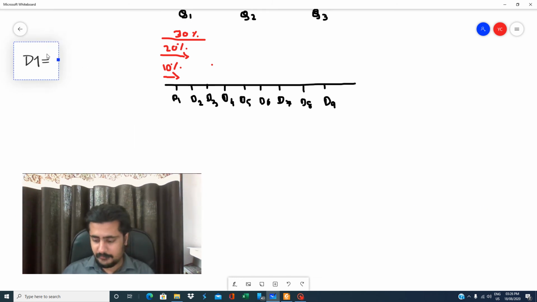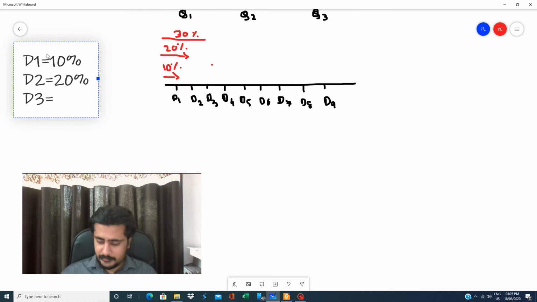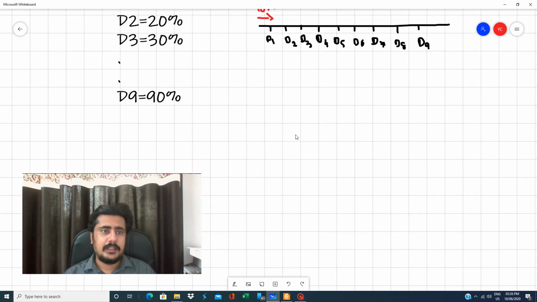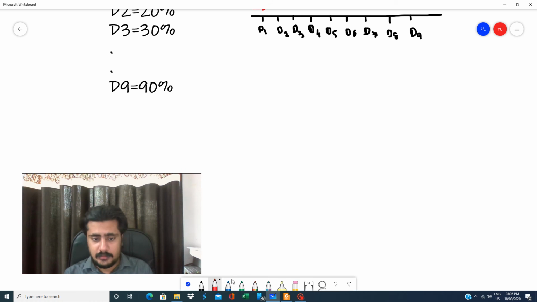D1 will cover 10% area, D2 will cover 20% area, D3 will cover 30% area, and it goes up to D9, and D9 covers 90% area. Okay, you can see here D9 covers 90% area. The same goes with percentile.